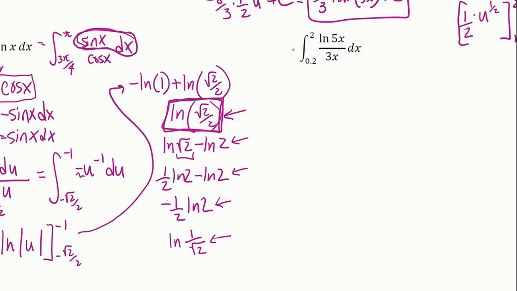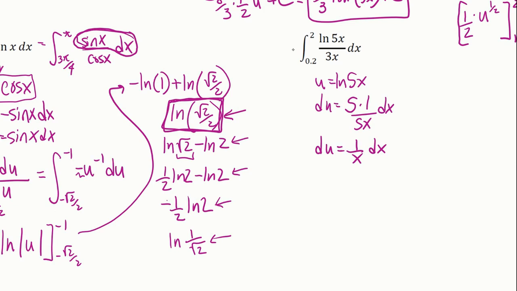Okay, and then on this last problem, I have ln of 5x over 3x. So I see a 5x and a 3x. The derivative of 3x is 3. The derivative of 5x is 5. That's not super helpful. So I'm pretty sure u is equal to ln of 5x. So let's see if that helps me. The derivative of ln of 5x would be, using chain rule, 5 times the derivative of ln of something is 1 over that thing. So I get 1 over x dx.